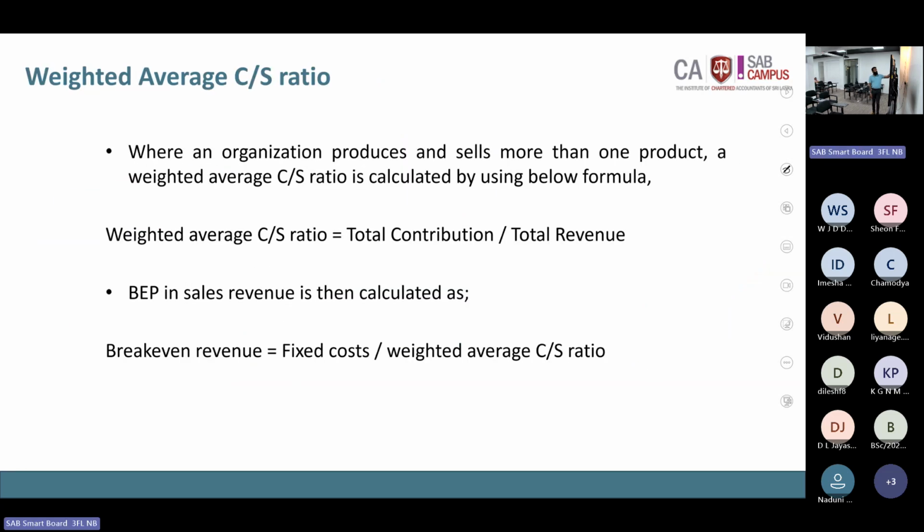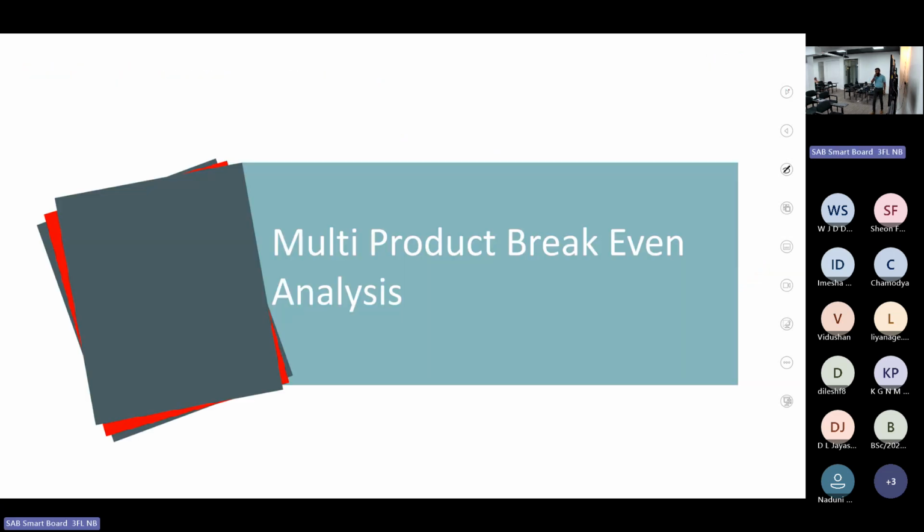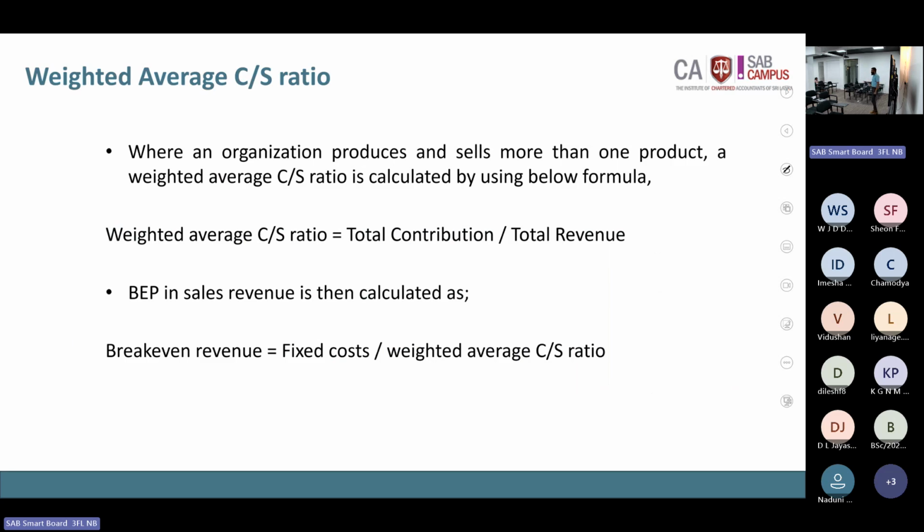Then we have the multi-product break-even analysis. So far we calculated the break-even point for only one particular product. We can calculate for the multi-product situations as well, but there are no much difference, same as one product situation. But here we have to add all the products together and calculate it at once, right? So where an organization produces and sells more than one product, the weighted average CS ratio is calculated. So first of all, we need to calculate the weighted average CS ratio.